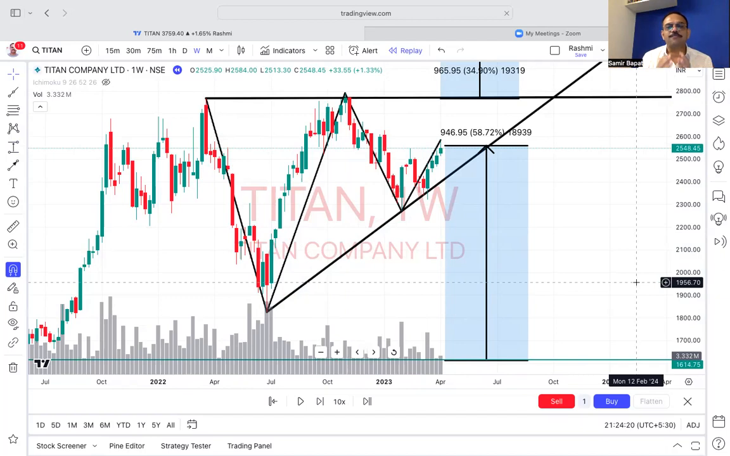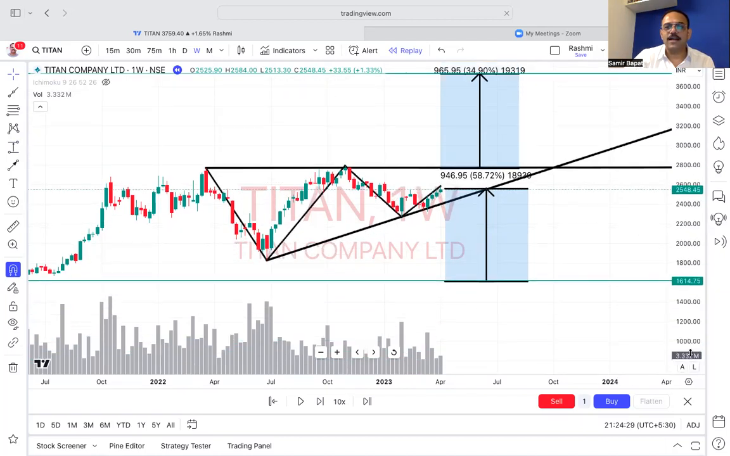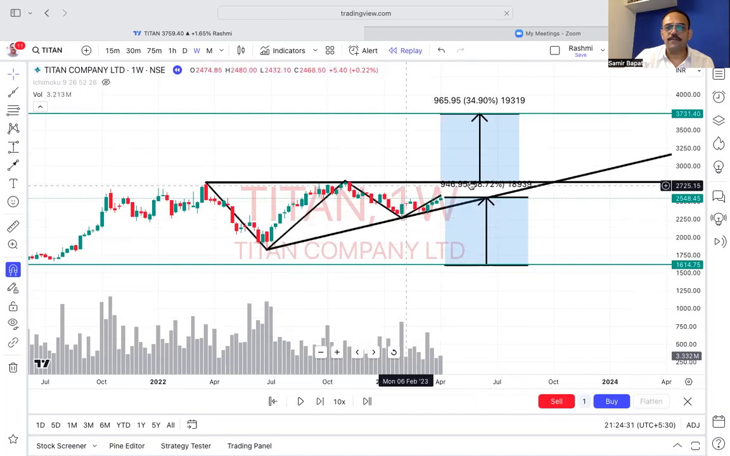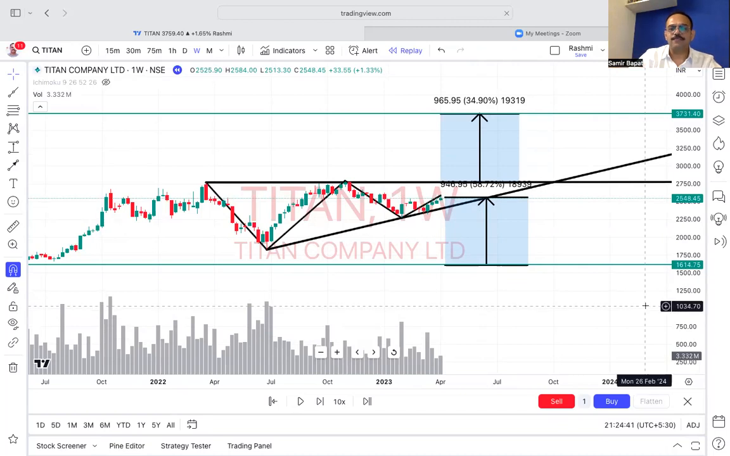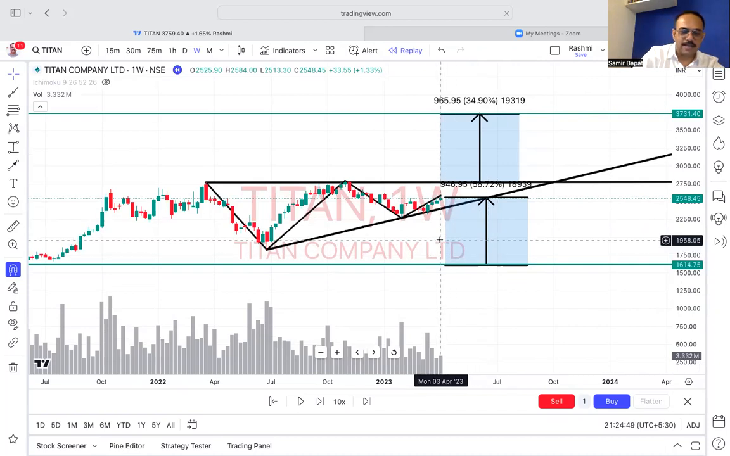This is like fishing. In fishing, you have to wait patiently. Kaata dalo और इंतजार करो मछली फंसने का. Whenever it comes out of this triangle, it will go to 37. It is possible, a higher possibility of going till 3731. It's not a guarantee. Please remember, it's not a guarantee. It's not a warranty. It's a high probability.